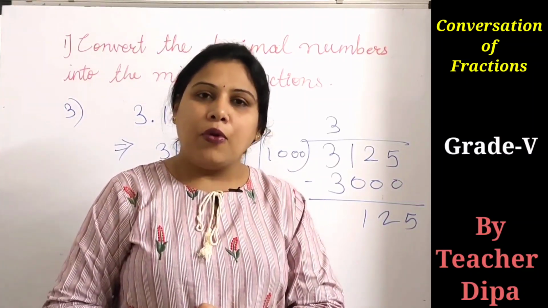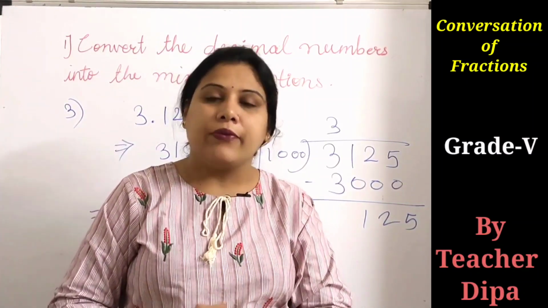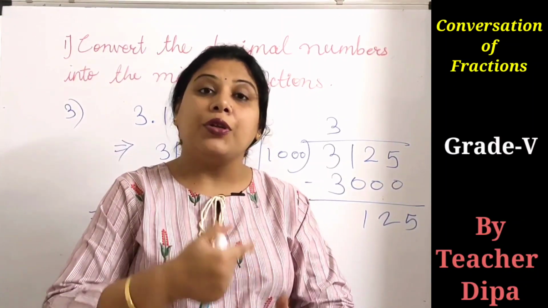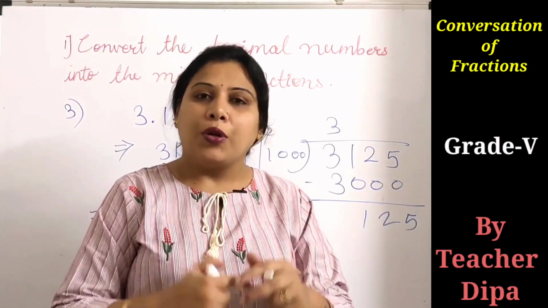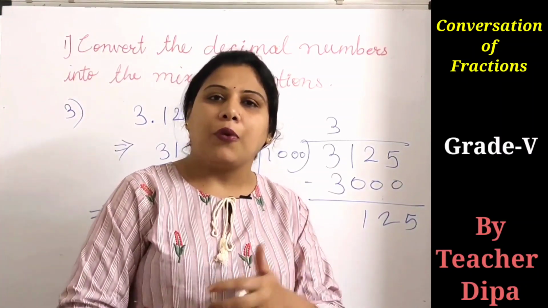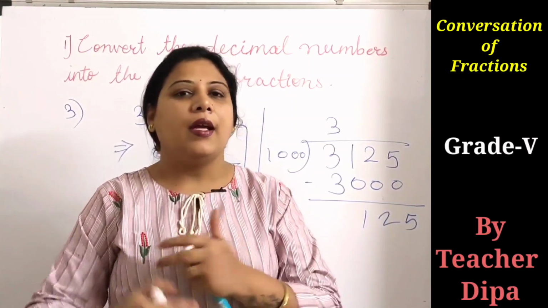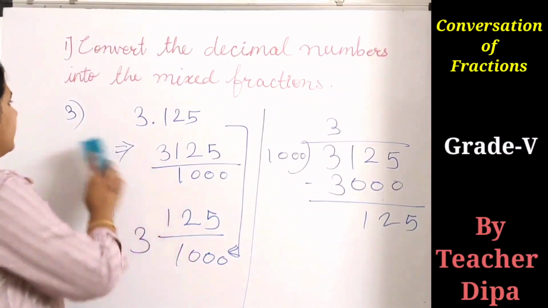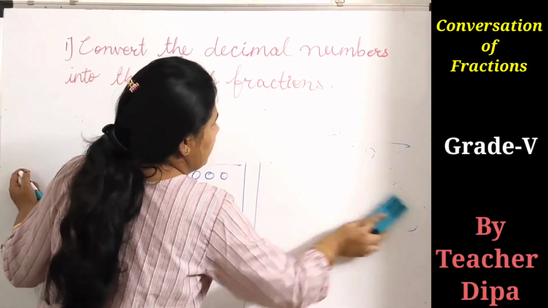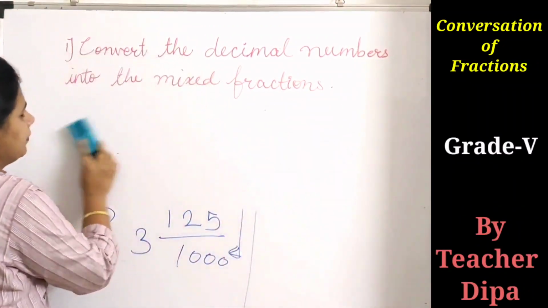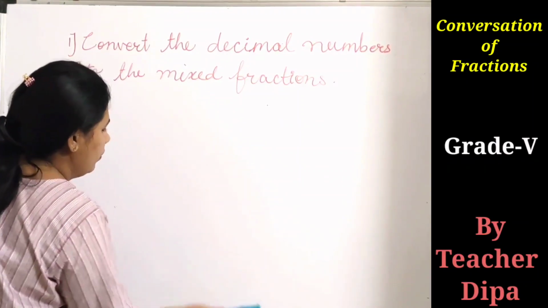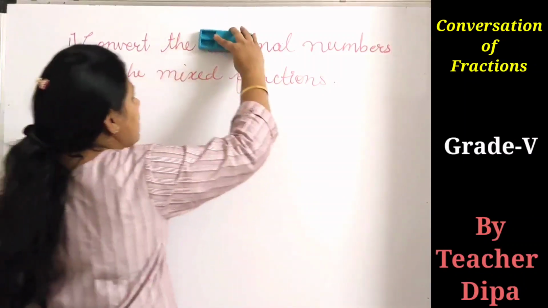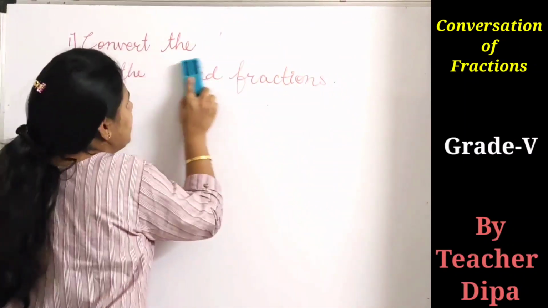Now here I am going to teach you how to convert the mixed fraction into the decimal number. So it is easily understood that we have to reverse the process. So whatever mixed number we are having, we have to convert it into the improper fraction and then to the decimal point. So let us start with that. Now, how to convert the mixed fractions into the decimal numbers.